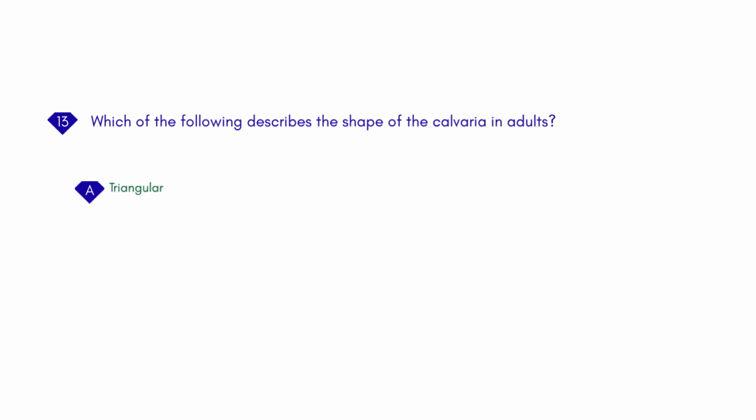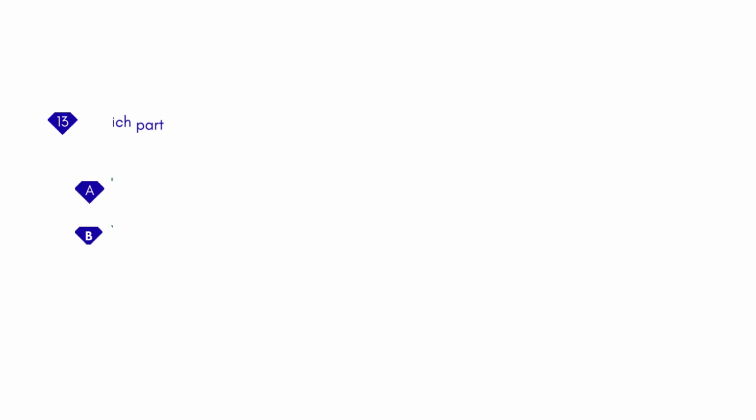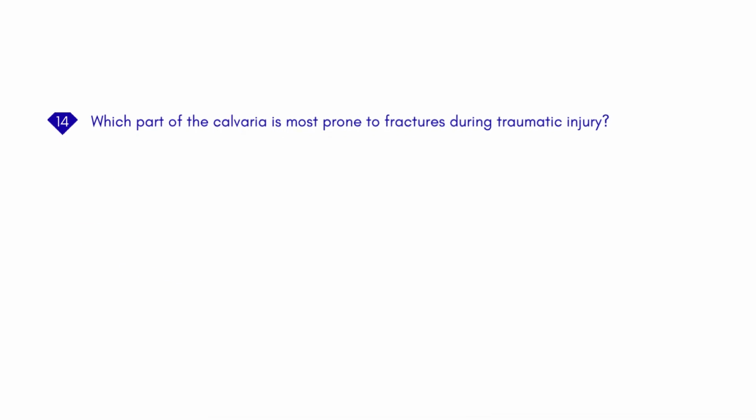Which of the following describes the shape of the Calvaria in adults? A. Triangular. B. Oval. C. Dome-shaped. D. Flat. Answer: C. Dome-shaped.